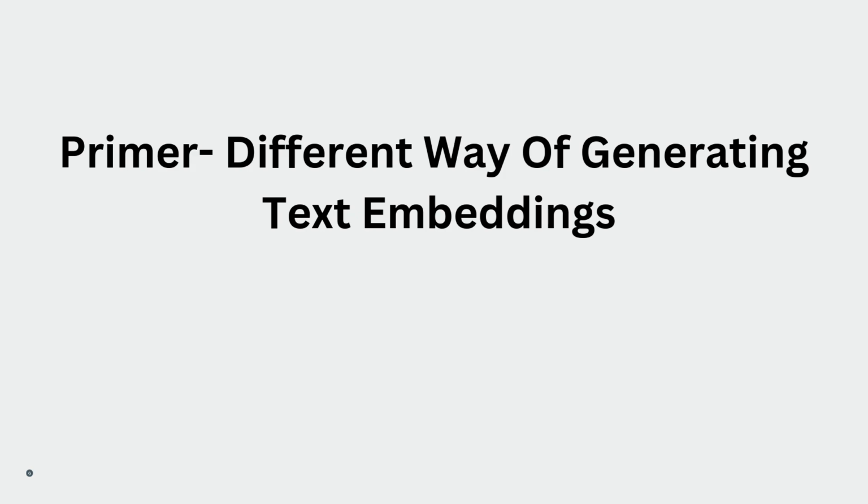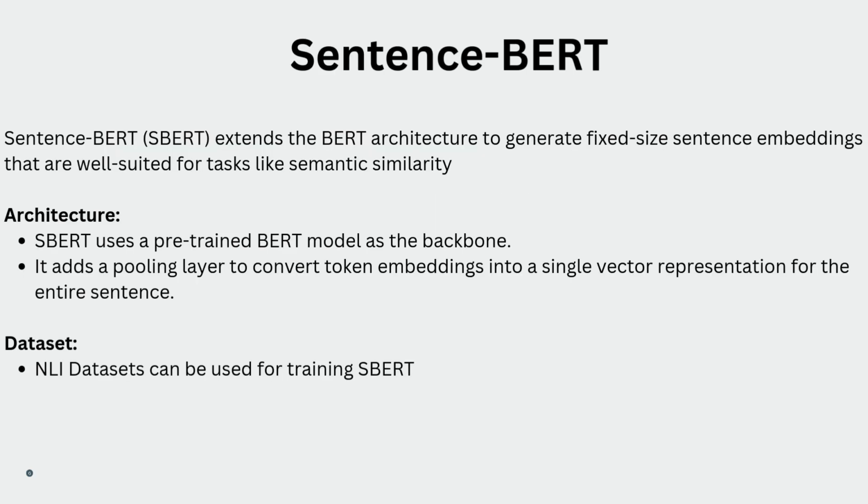Now let's talk a bit more about the different ways in which we can generate text embeddings. One of the very popular ways for generating text embeddings is using Sentence BERT, where we first pre-train Sentence BERT and then fine-tune it to generate task-specific embeddings. Now, Sentence BERT basically extends the BERT architecture to generate fixed size sentence embeddings.